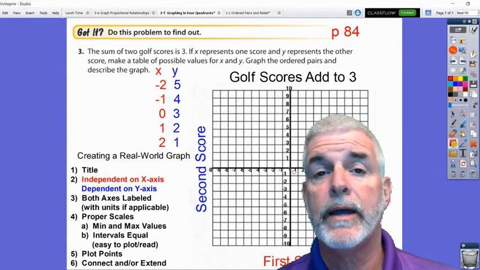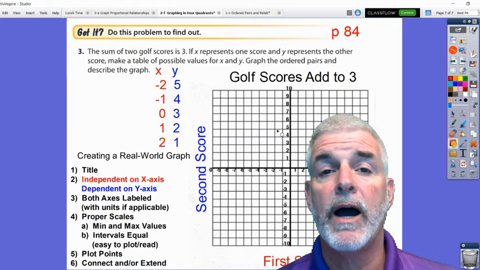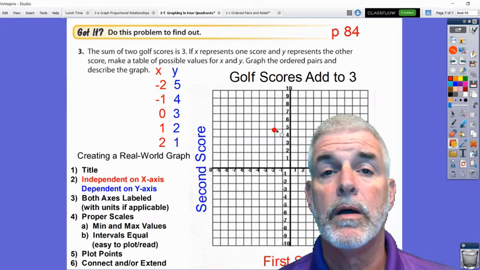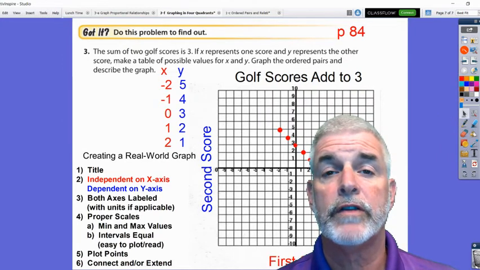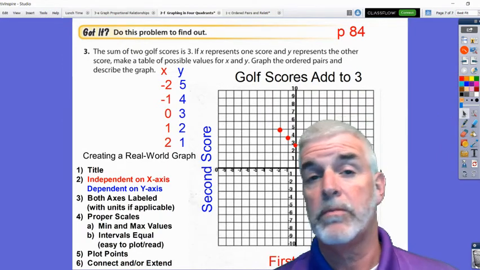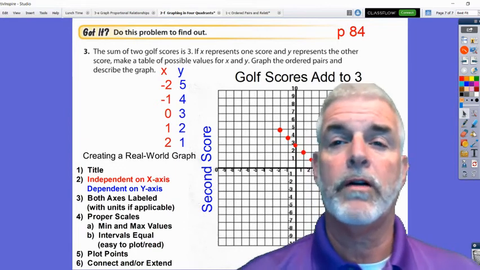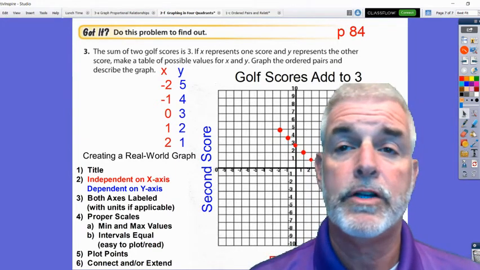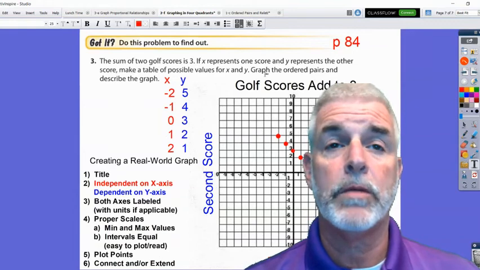Okay. And now we're going to graph the points. So we start at -2 and 5. -1 and 4. 0, 3. 1, 2. 2, 1. And of course, you can probably see that you could just extend this pattern forever in both directions, an important thing that we will learn later on. Okay. So there's a graph of the ordered pairs.